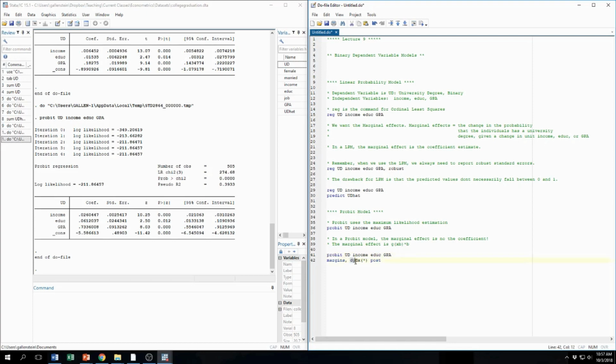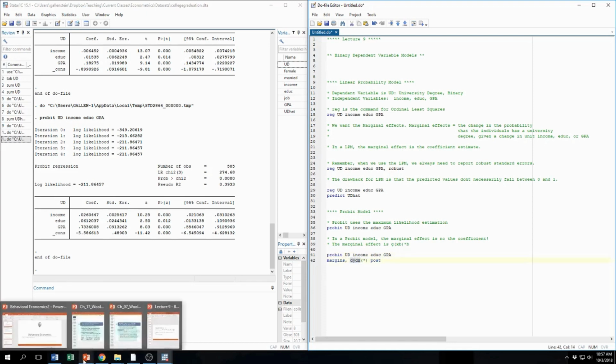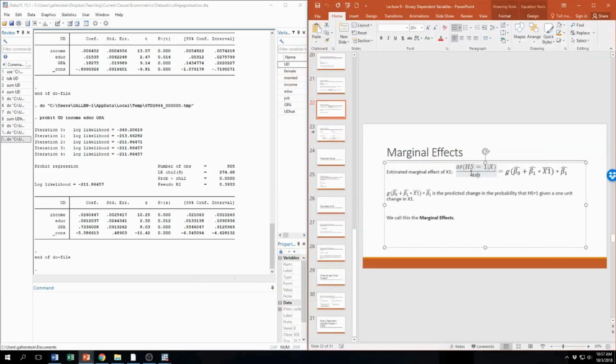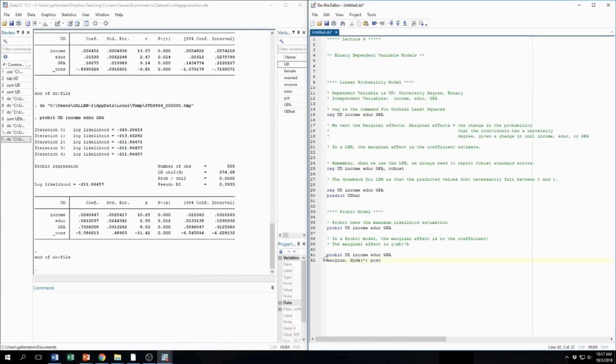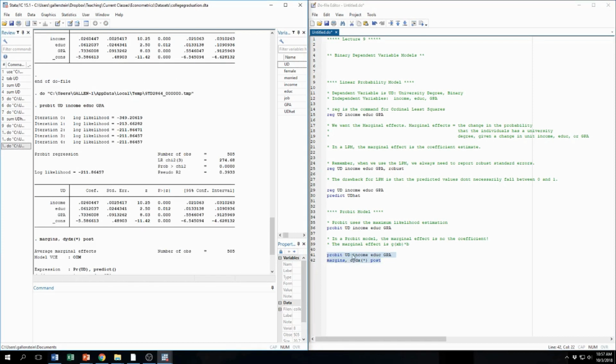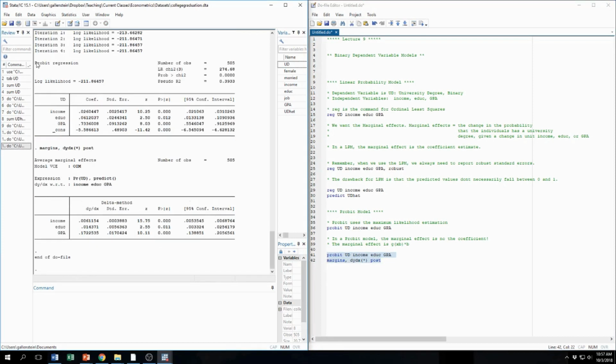You can kind of get a clue here. Dy dx, that's what the marginal effect is: the change in y given a change in x. The change in the probability given a change in x. So we run this regression, and then we post the marginal effects. When we run these two together, you'll see the probit regression output as we had before, and then below it you'll see what's called the average marginal effects. So now we're reporting the average marginal effects.